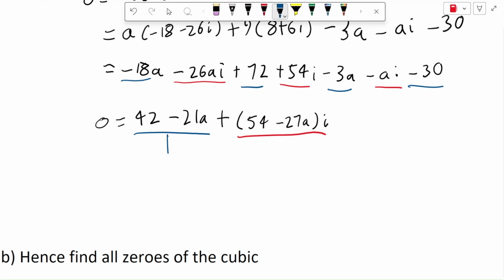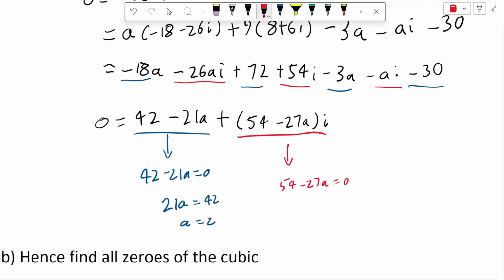So if we solve this one, we're going to get 42 take 21a equals 0. Because for this thing to be 0, the real bit has to be 0 and the imaginary bit has to be 0. So we get 21a is 42, or in other words, a is 2. If we solve this one here, 54 take 27a equals 0. So therefore 27a is 54. So a is 2. Thank goodness it is, because now we know that we definitely got it right.